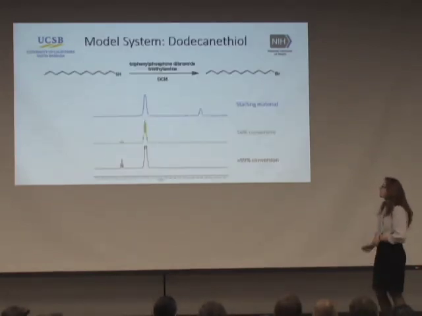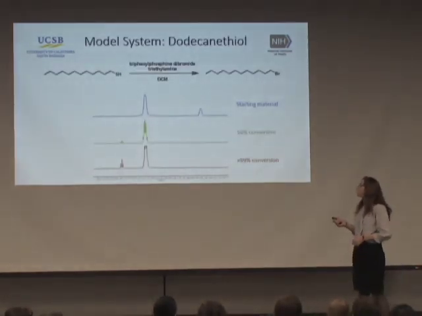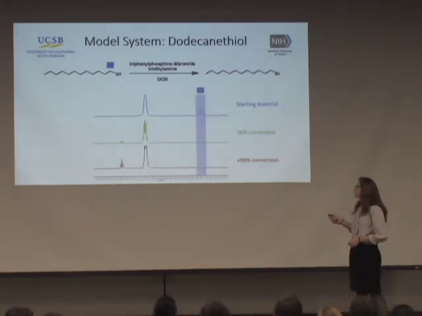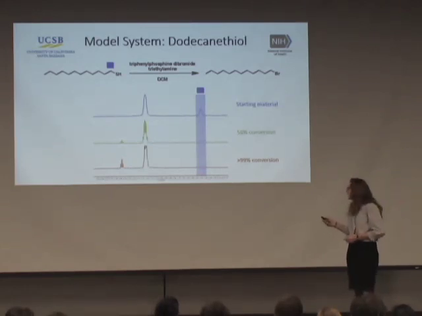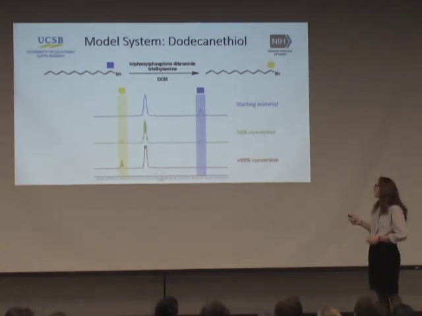What this looks like is taking our first model system, dodecane thiol, and you can see the hydrogen corresponding to the hydrogen here. In the starting material, it's quite prominent, and then as the reaction goes to full conversion, it disappears. And then the hydrogen corresponding here is non-existent in our starting material, and then it emerges as the reaction goes to full conversion.